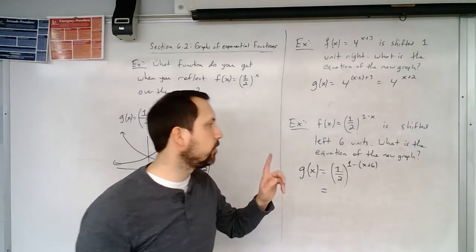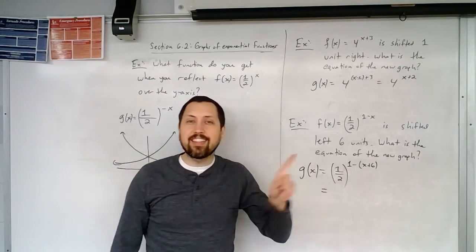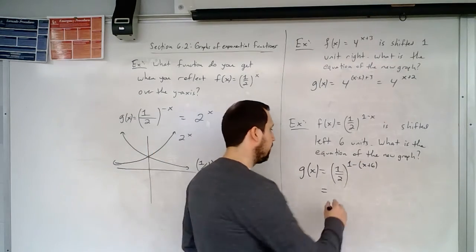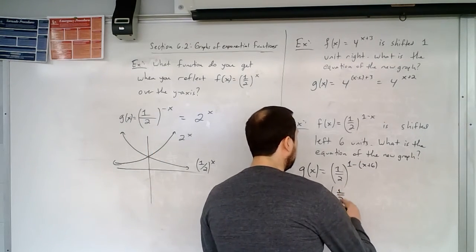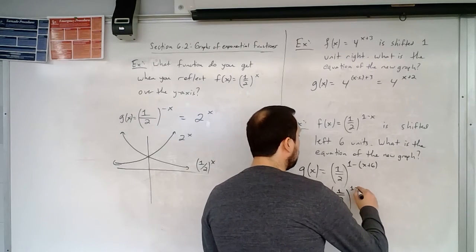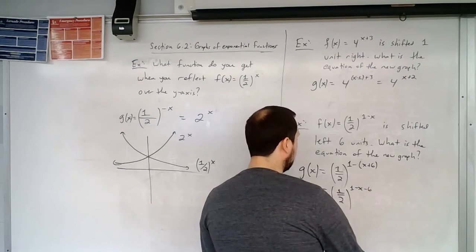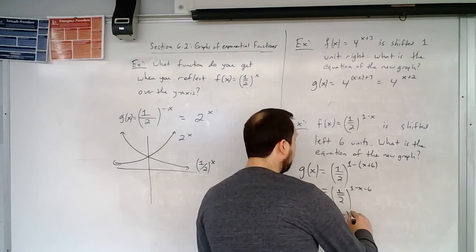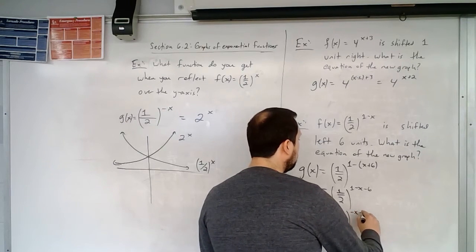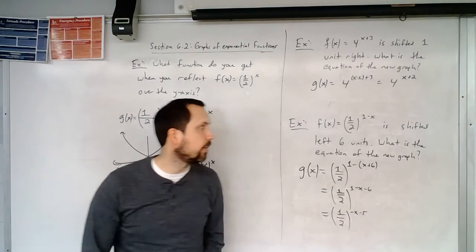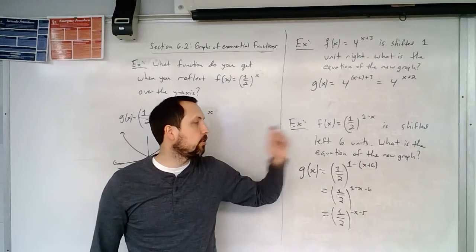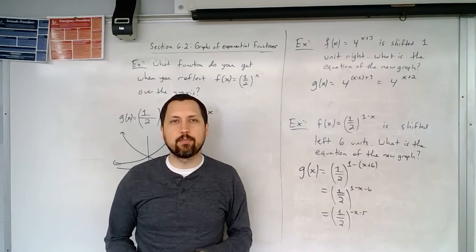Now the reason why this is tricky is because the negative is on the outside, so I have to distribute this negative when I simplify it. So I get 1/2 raised to the 1 minus (x plus 6), or in other words, this function is 1/2 raised to the negative x minus 5. So this is my function that I get from shifting this 6 units to the left.